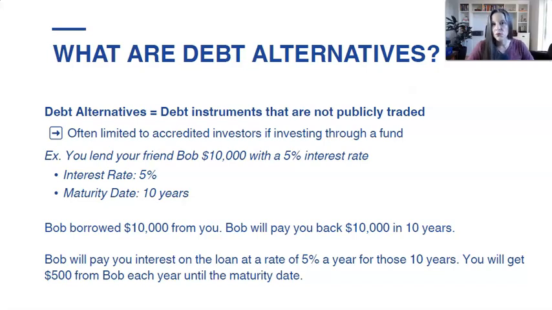This is obviously just a private loan between you and your friend Bob. So it's not publicly traded. So I would consider this a debt alternative investment. And this is just a traditional loan. This can take a lot of different forms, but at its basic foundation, this is really the infrastructure of what we're talking about with debt alternatives.